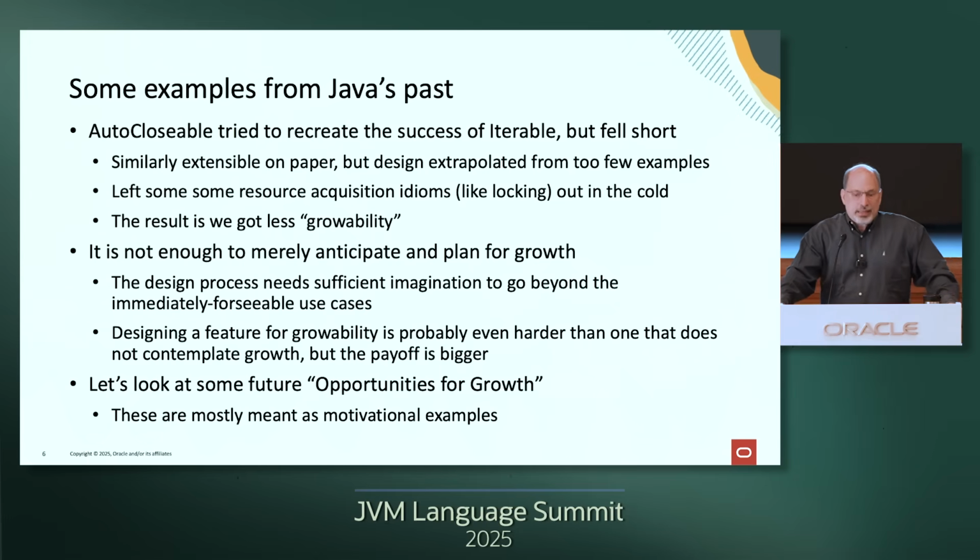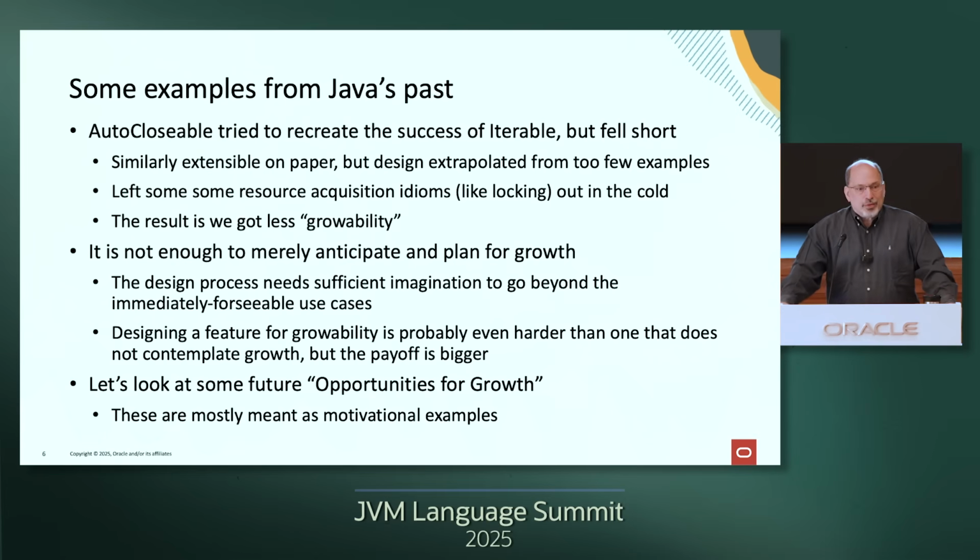And what we can learn from that is it's not enough to just anticipate growth and plan for growth. You want to go through an exercise of imagination of what are the kinds of things that people might want to do with it, and sometimes you have to use more imagination than other times to anticipate what people might want to do with this feature. And I think while it's really cool to have features that are designed for growth, we should also keep in mind that designing a feature for growability is probably harder than designing a more closed feature. But on the other hand, the payoff is bigger.